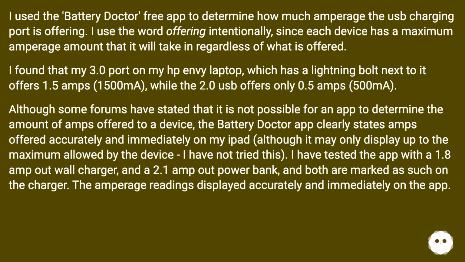Although some forums have stated that it is not possible for an app to determine the amount of amps offered to a device, the Battery Doctor app clearly states amps offered accurately and immediately on my iPad. Although it may only display up to the maximum allowed by the device, I have not tried this. I have tested the app with a 1.8 amp out wall charger and a 2.1 amp out power bank, and both are marked as such on the charger. The amperage readings displayed accurately and immediately on the app.